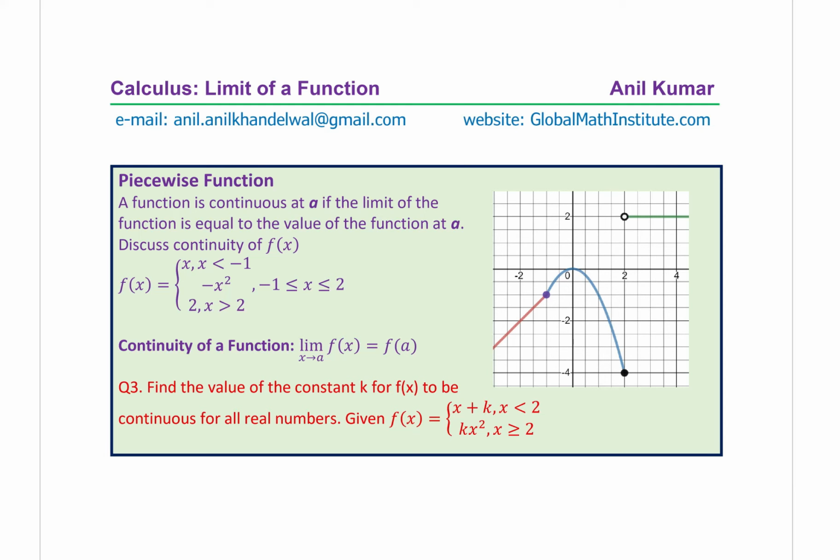Now here we have a piecewise function. You can also sketch the graph of a piecewise function when given. Now the question is, rather, let's try to understand the concept. A function is continuous at a if the limit of the function is equal to the value of the function at a, right? So the value and the limit both are equal. That is what we learned, right?